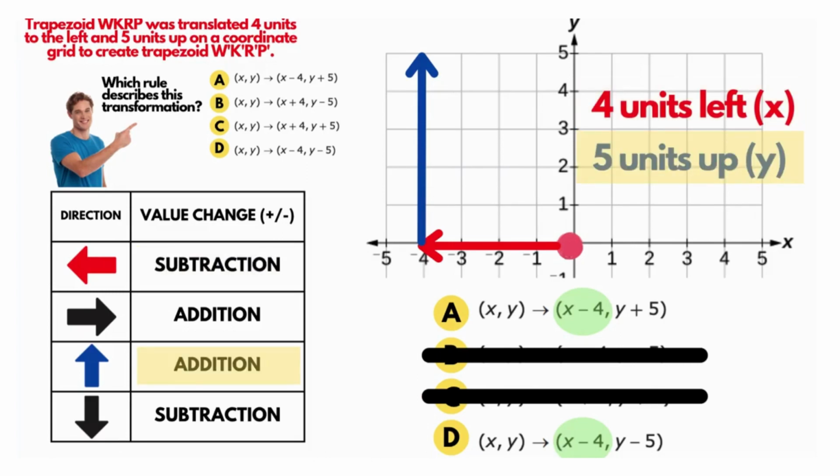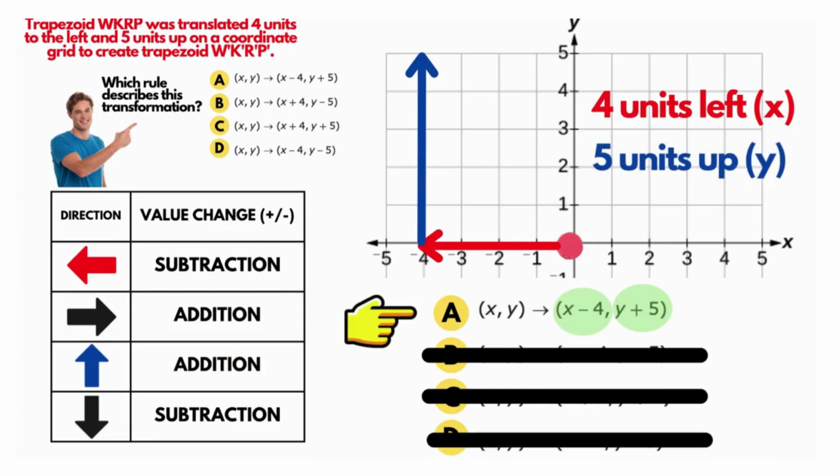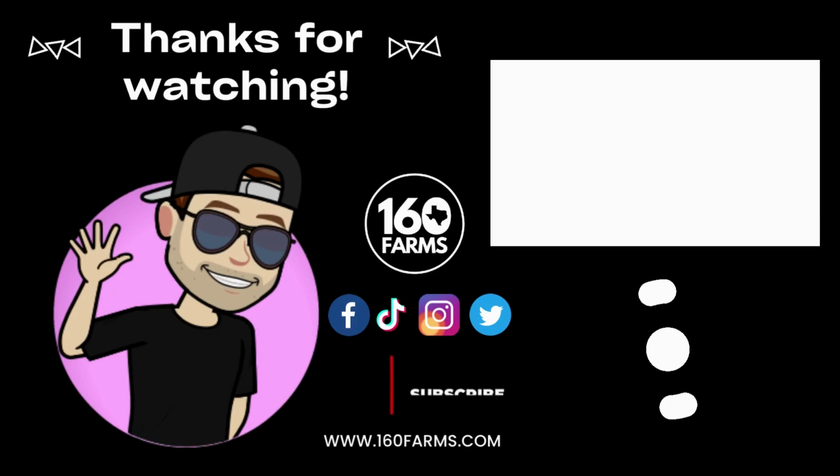Then let's go up. Looking at our chart, going up indicates addition in our coordinate grid. We're going up, so addition would be y plus 5, not y minus 5 like it says in choice D. That makes choice D incorrect, which will leave us with x minus 4, y plus 5 as our answer to number 1.